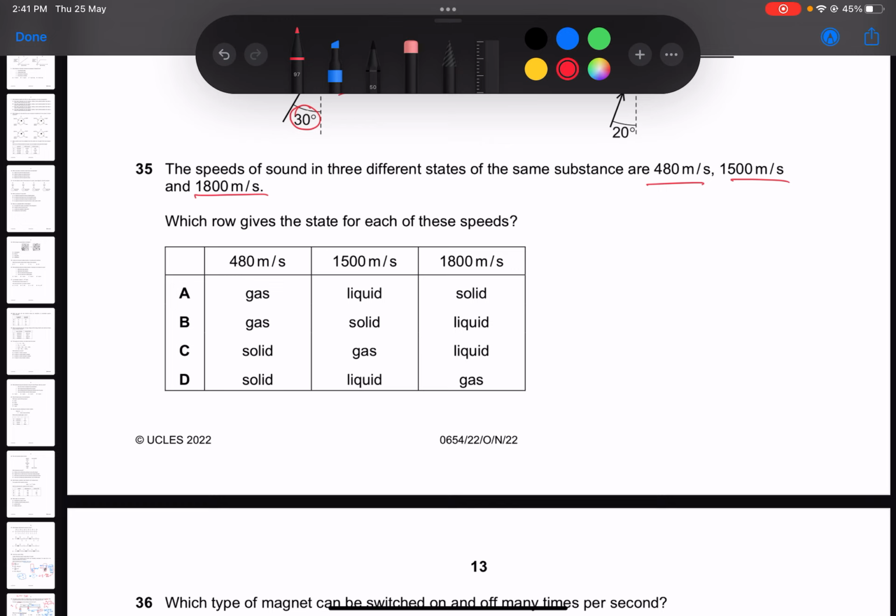Now, the speed of sound in air is around 400, okay? In air around 400. In water it's 1500. In solid it's going to be even higher, so in this case it's going to be 1800. So sound is going to travel very fast in solid, normal, let's say, in liquid, and in air it is very slow. So this is gas, liquid, solid, definitely. So the answer is A.